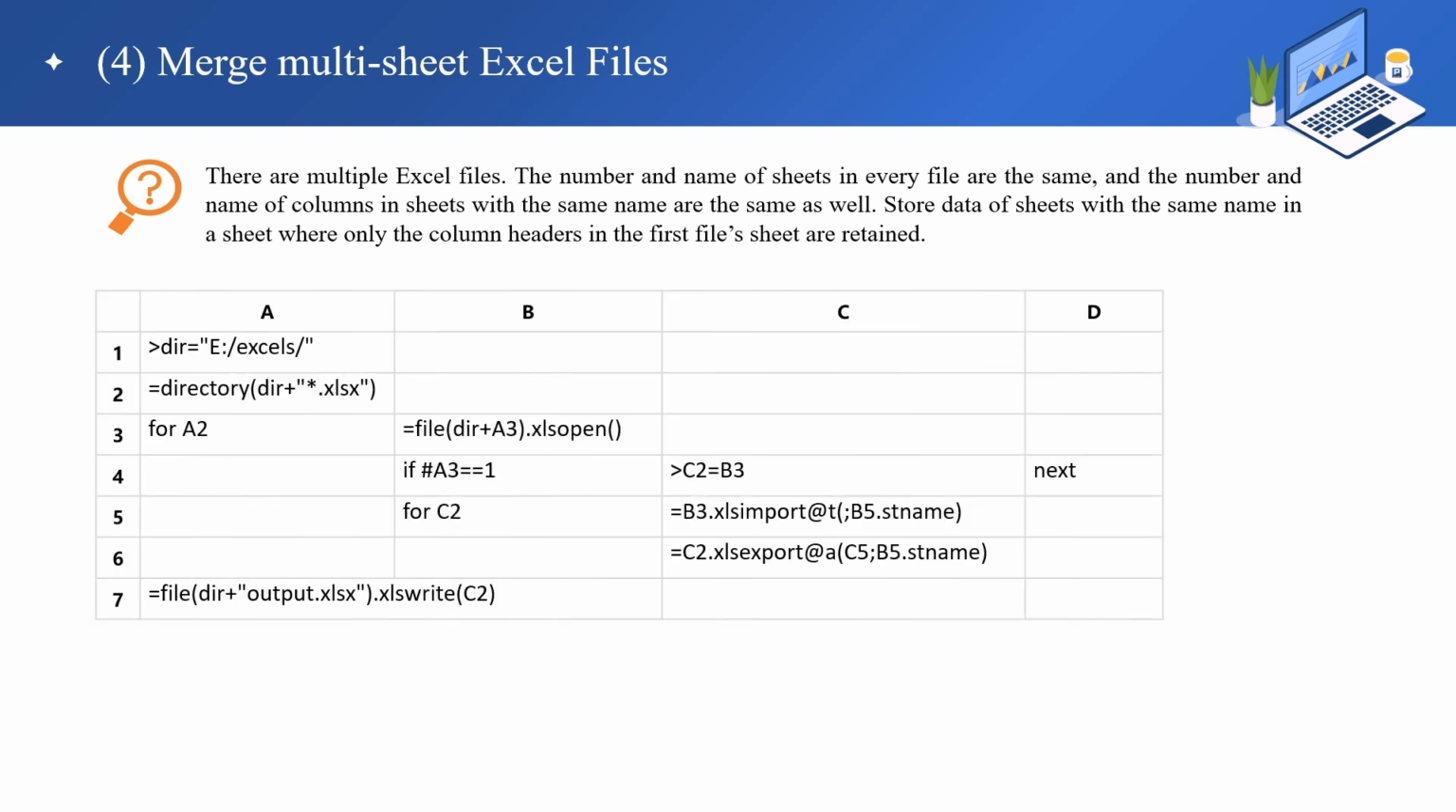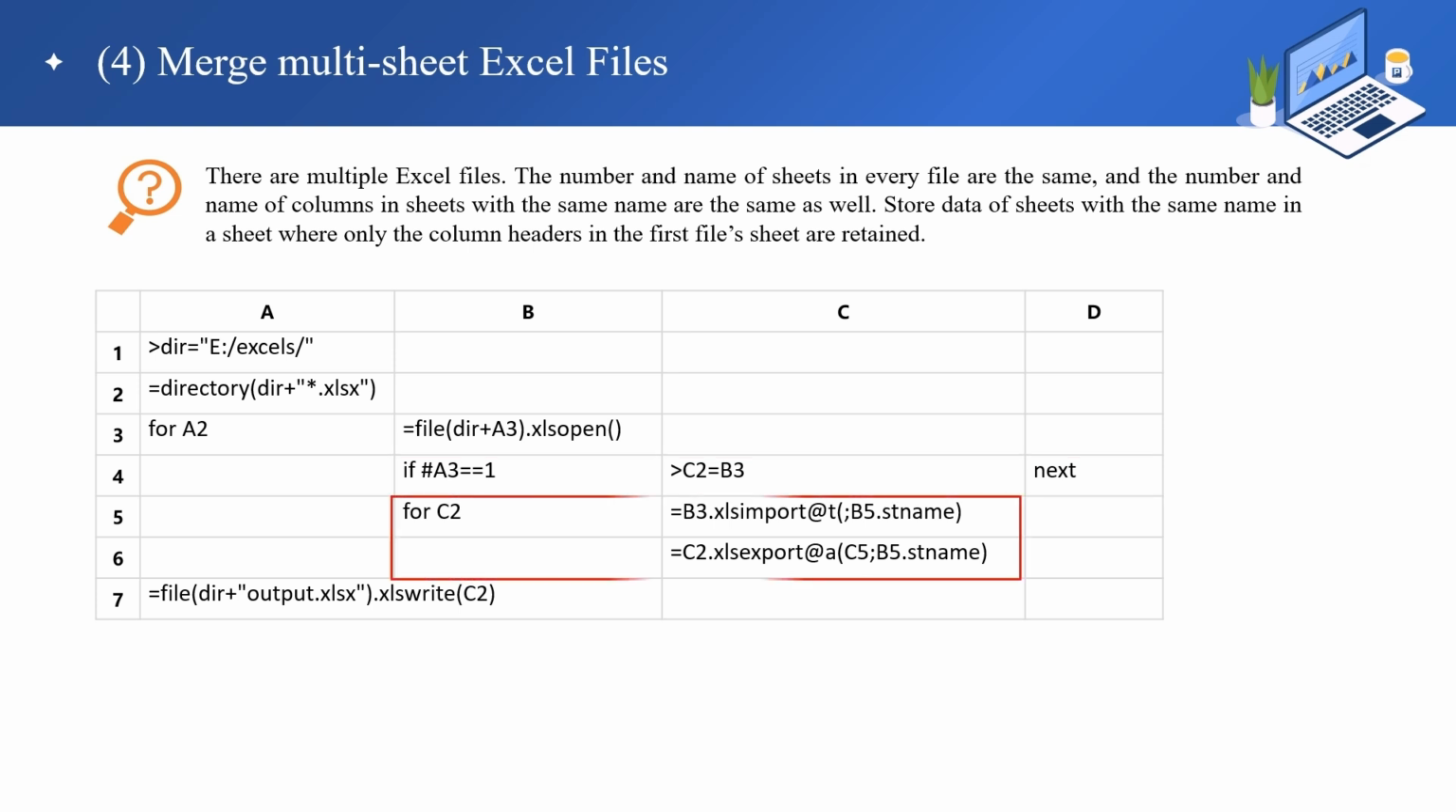Let's see how to code. A1. Define variable dir to store the folder where the target Excel file will locate. A2. List names of all XLSX files in folder dir. A3. Loop through each file in A2. B3. Open the current file in A3 as an Excel object. B4 to D4. If the current file within loop is the first file, store the currently opened Excel object to C2 and go on to the next file.